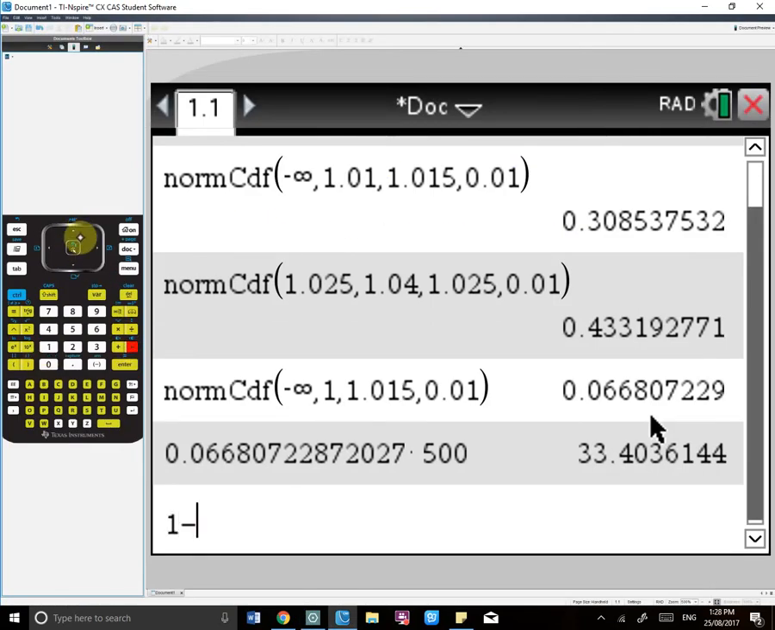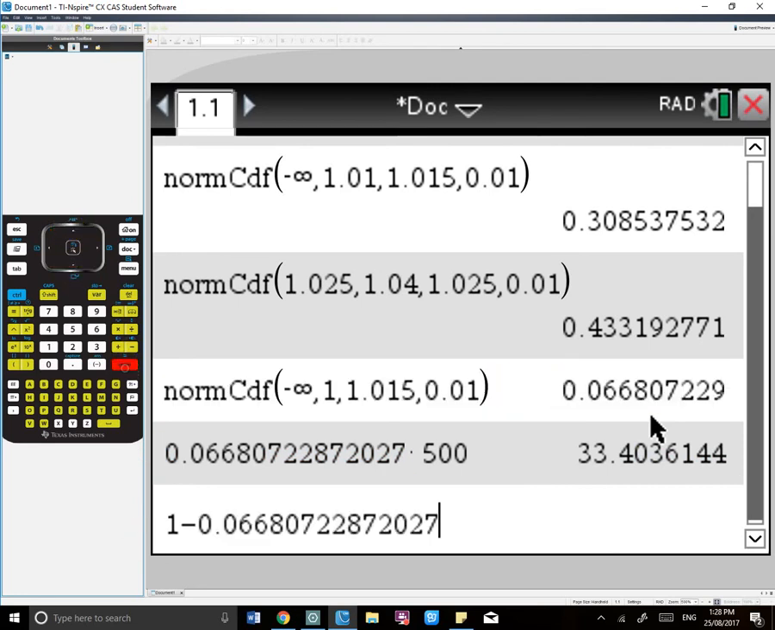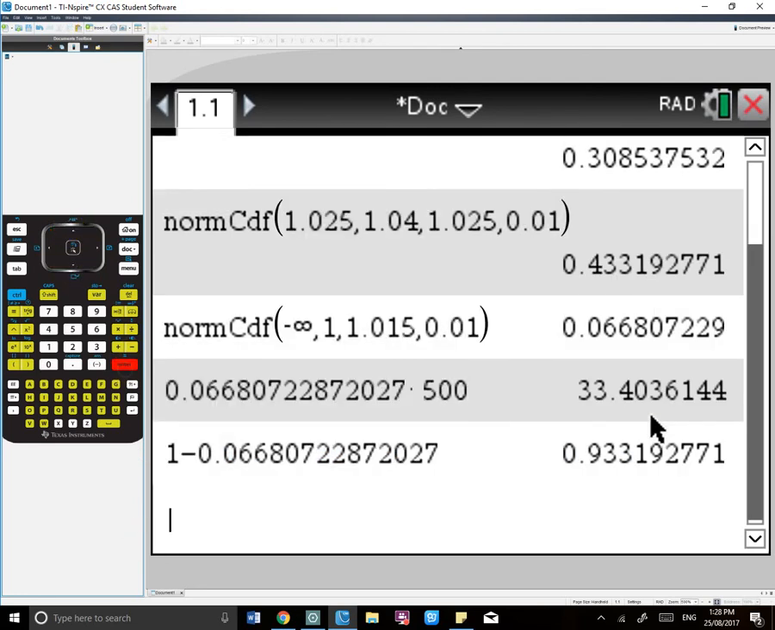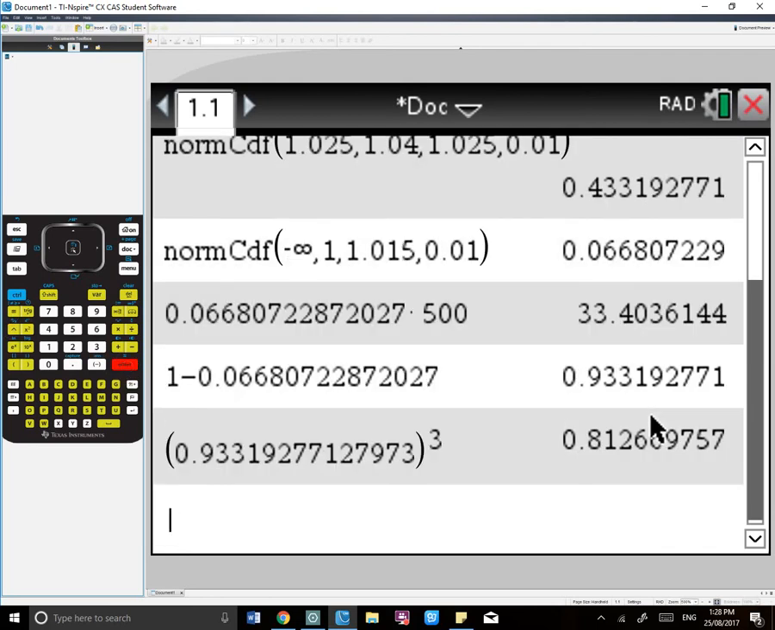So 1 minus that, and then you cube that. That's 0.8127. Eligible for a refund is 0.0668, so not eligible is 0.93319. And then you cube that because there are 3 steaks. 0.8127.